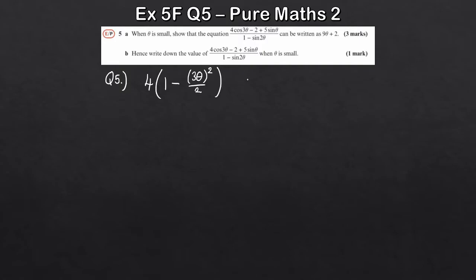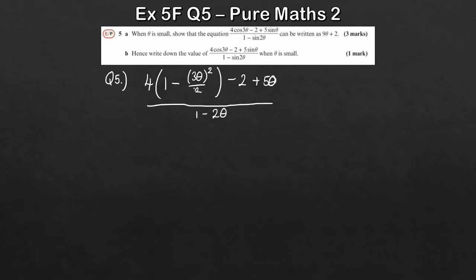So that's the first part dealt with. We've got a minus 2, so we can't do anything with that. We've got 5 times sine theta. So sine theta is approximately theta, so that's 5 theta. And then in the denominator, it's 1 minus sine 2 theta, so that's just going to be 1 minus 2 theta.